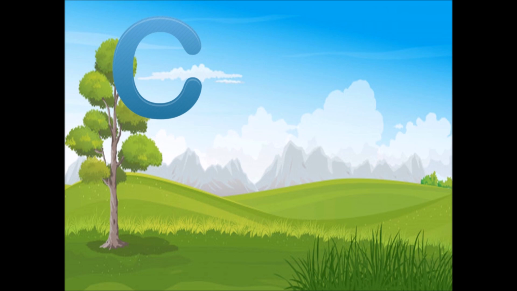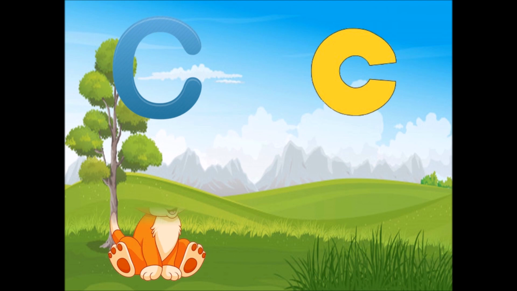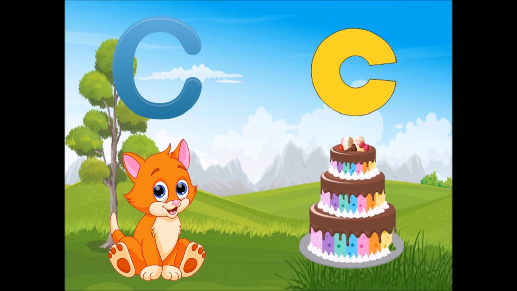This is the letter C. This is capital letter C. This is small letter C. C phonic sound is ka. C for cat. C for cake.